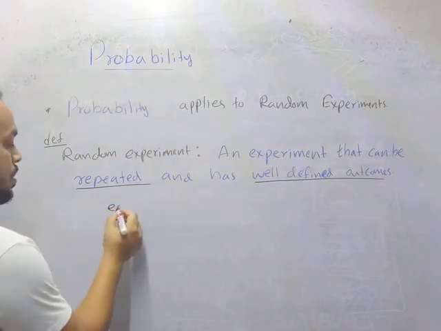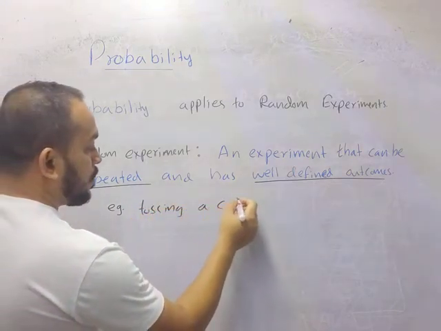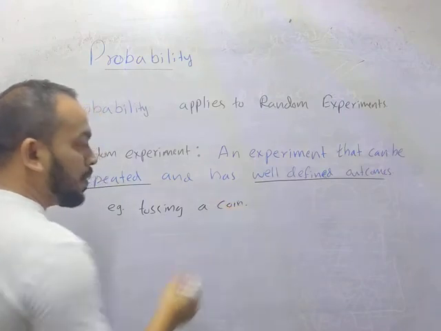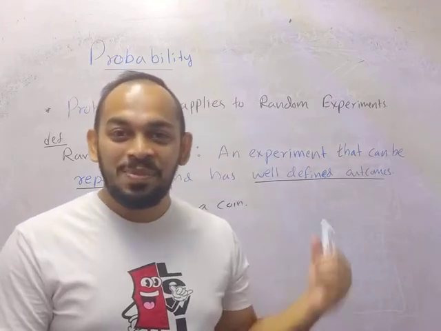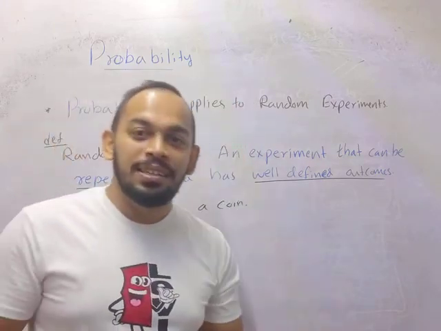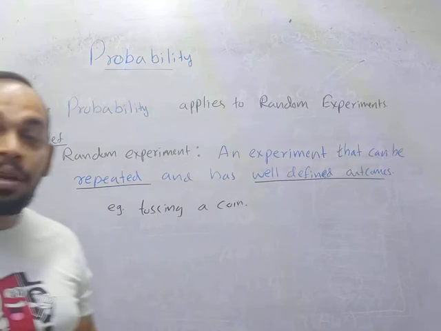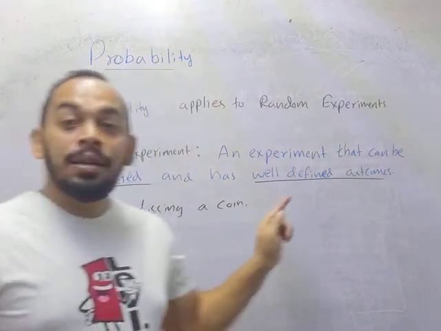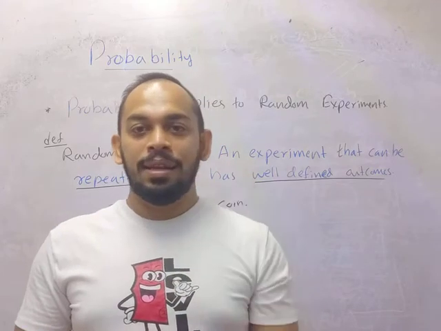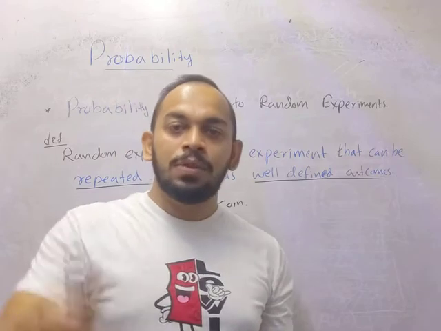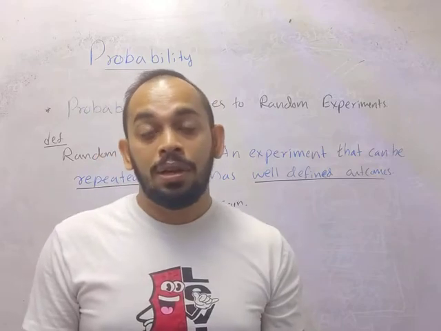What are examples? The basic example: tossing a coin. Can you repeat this? Obviously, you can repeat this experiment. Nowadays we are watching T20 cricket matches, and it starts with a coin toss. This experiment can be repeated, and it has well-defined outcomes. What are the well-defined outcomes? Heads or tails. If you toss it once, you get heads or tails. Those are the two well-defined outcomes, nothing else.